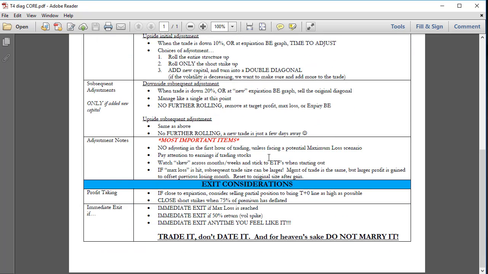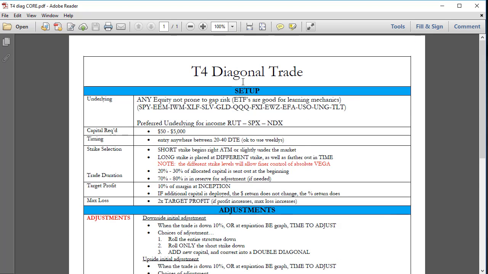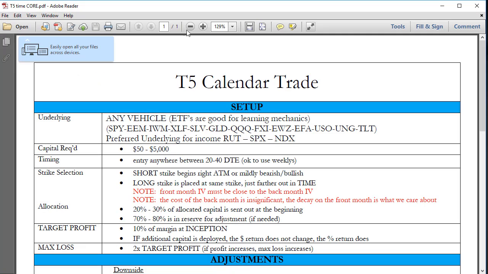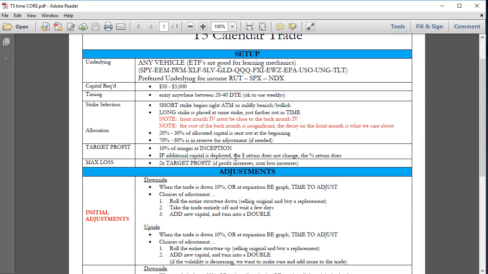but there are times and conditions when they work very well. Right now it's mid 2017 as I'm recording this, so we are in an ultra low volatility environment. That's a more ideal time to trade these diagonals and calendars, these time spreads, because you benefit from rising volatility between the front month and the back month.